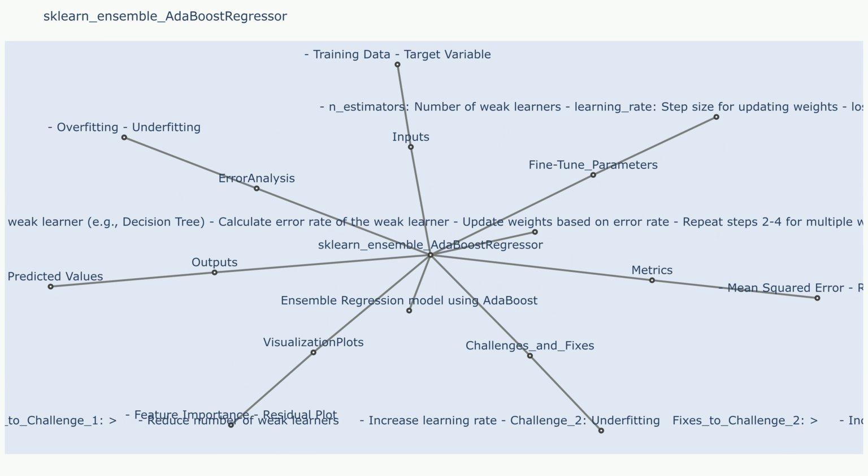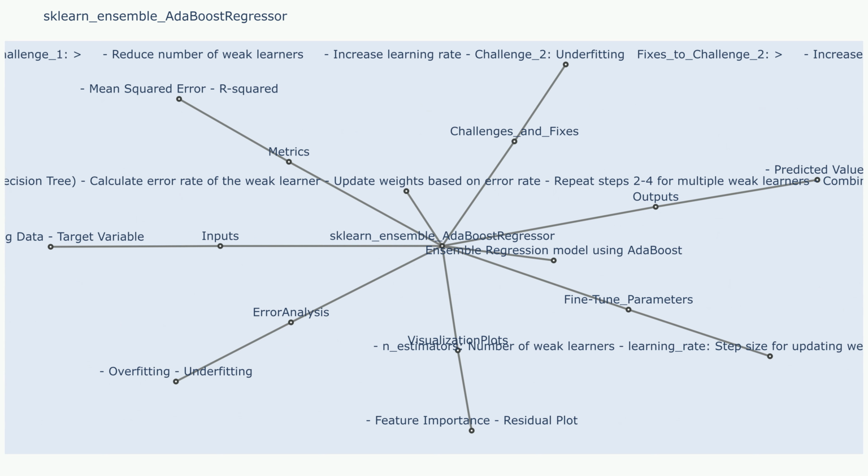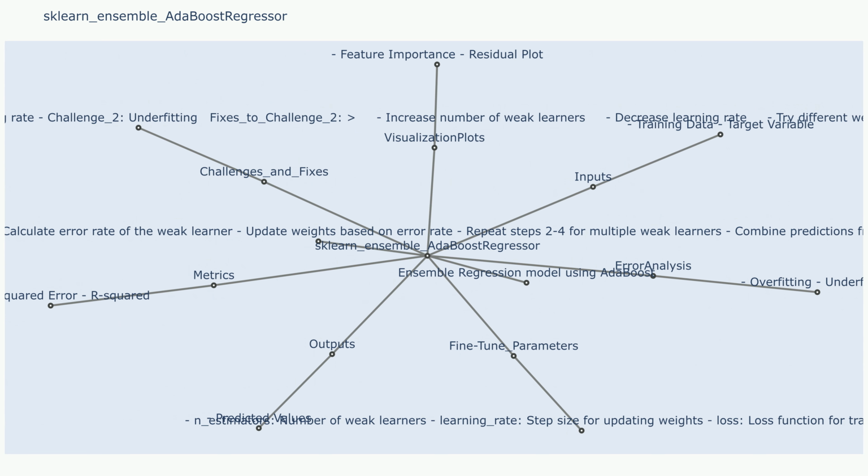Challenges and fixes. Challenge 1: overfitting. If the number of weak learners is too high or the learning rate is too large, the model can overfit the training data and perform poorly on new data. Sample use case: a model trained with 1000 estimators and a learning rate of 1.0 overfits the training data and generalizes poorly. Fixes: reduce the number of estimators, decrease the learning rate, use early stopping to prevent overfitting during training.